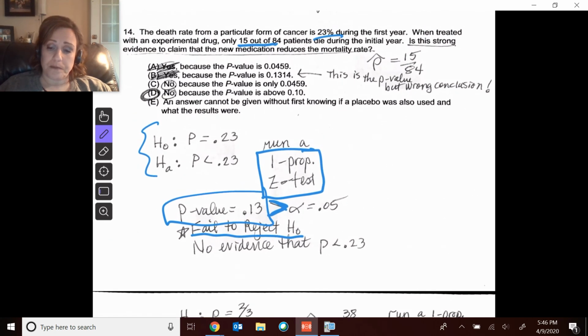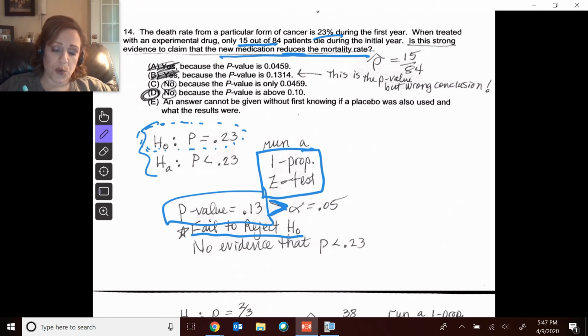So let's read the question. Is this strong evidence to claim that the new medication reduces the mortality rate? Do we have evidence of HA? And we do not. We are holding the HO. We did not have enough evidence to reject it and conclude HA. So, see, that's why it has to be C or D. And so A and B are out. So now the p-value is not this, so that's false. It is above 0.10. Okay, so it was a p-value that was greater than 0.10.